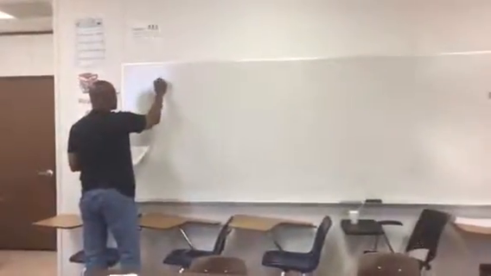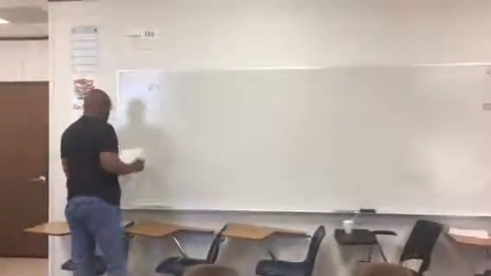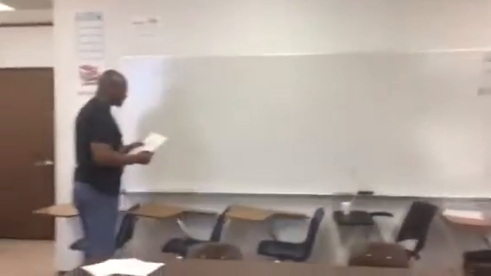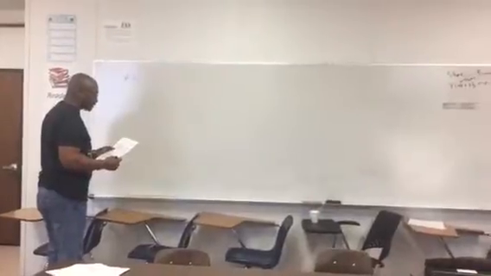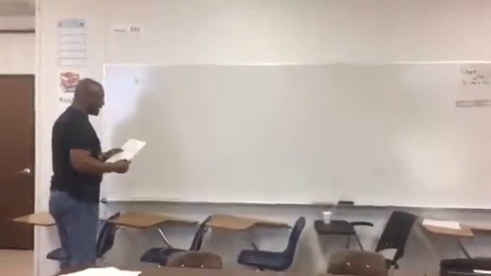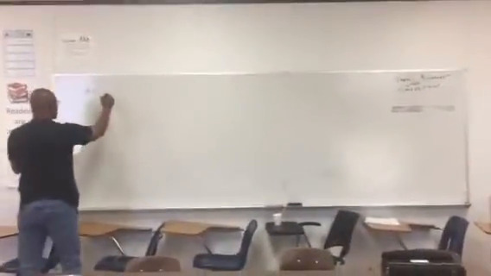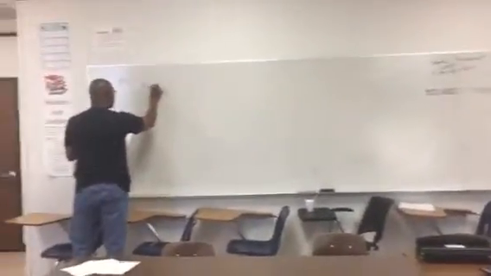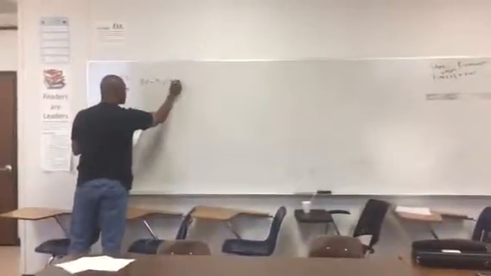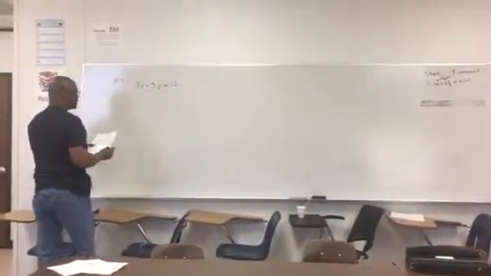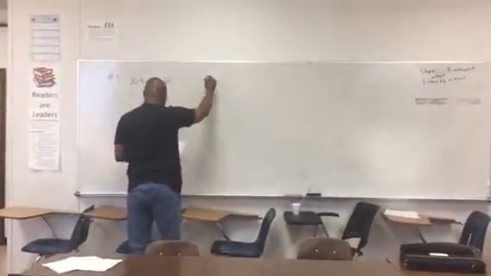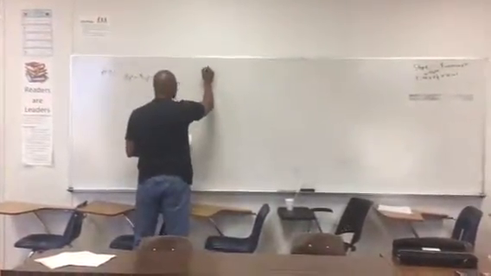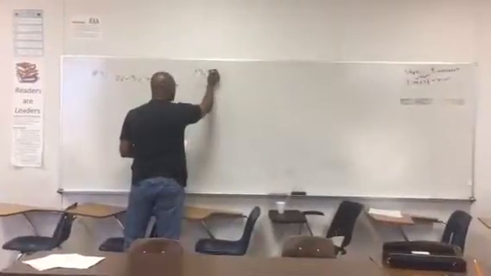Okay, on problem number 3. The question says, what are the slope and y-intercept of a line that contains the point (3, -4) and has the same slope as 4x minus 3y equals 12. So we're looking for another line that has the same slope as this, but contains the point (3, -4).